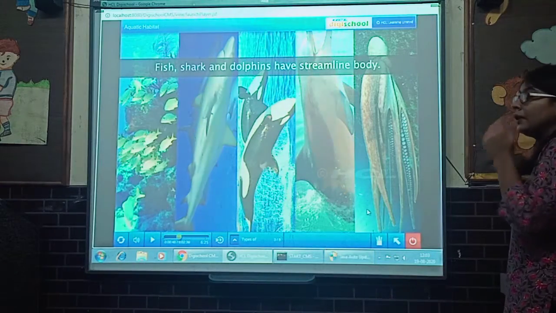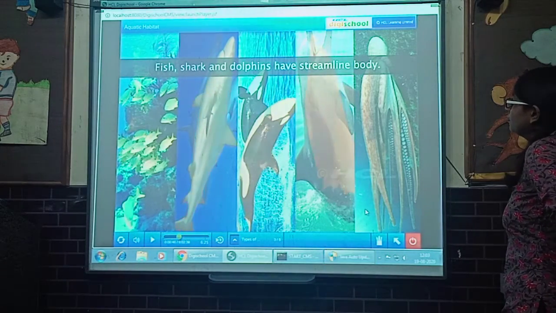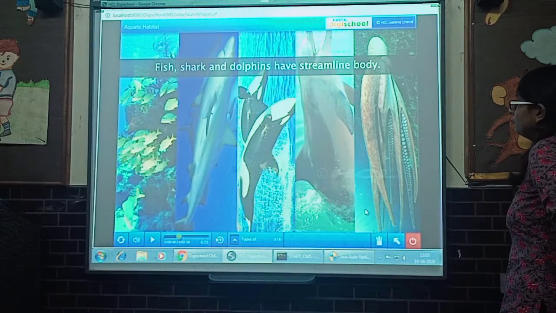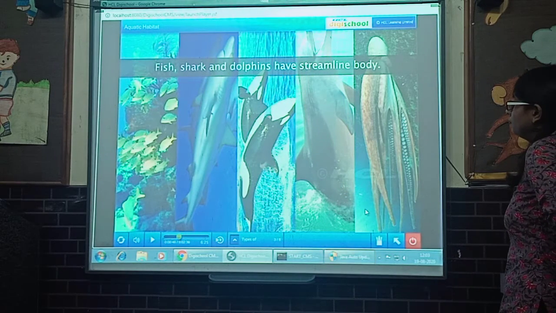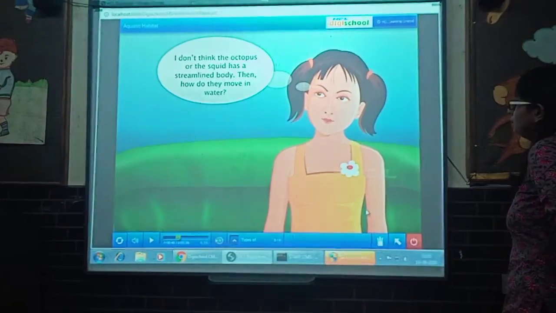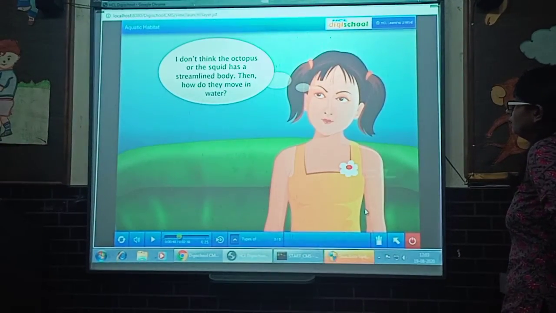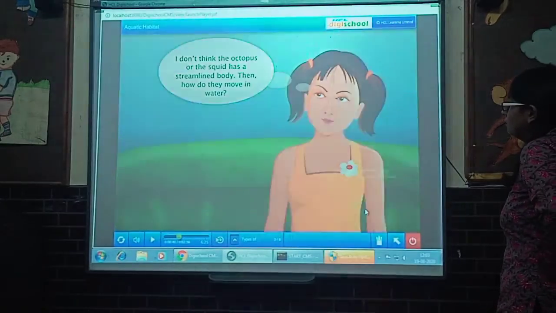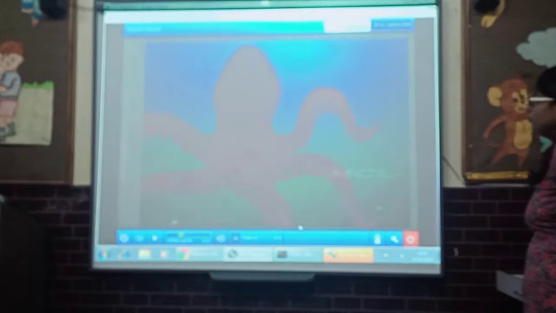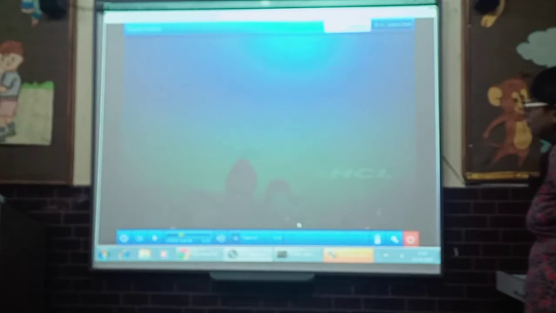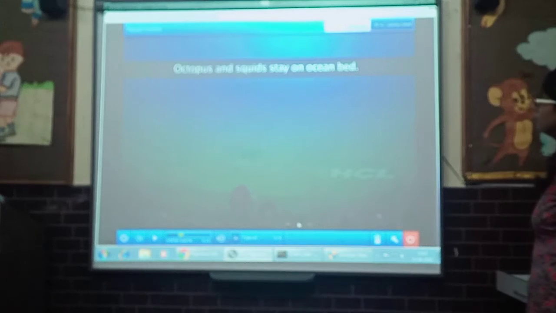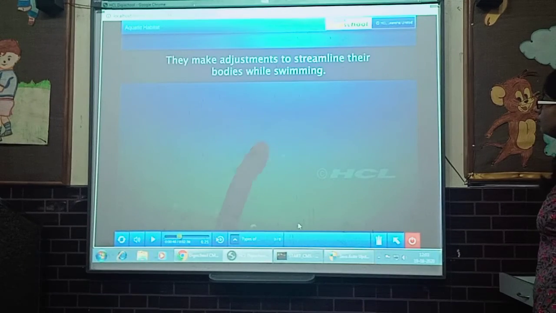Fish, sharks, dolphins, and whales have streamlined body structures that help them to swim fast in the water. The octopus and squids do not have streamlined bodies. Hence, they stay put on the bed of the ocean and wait for their prey to come close to them.